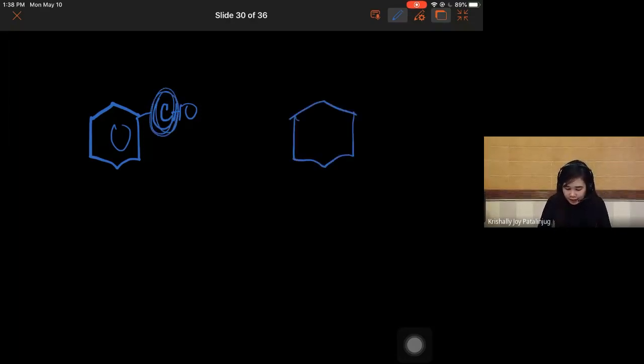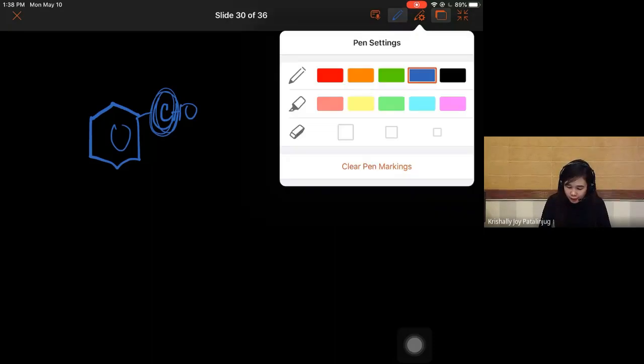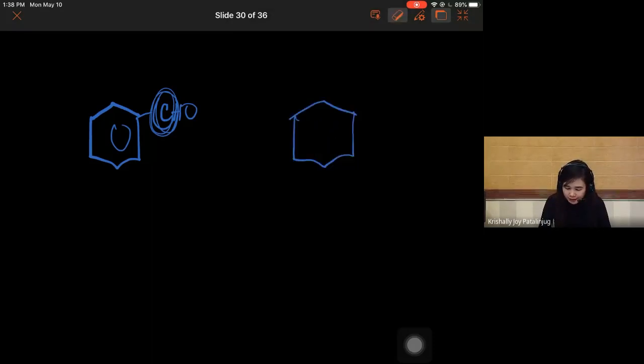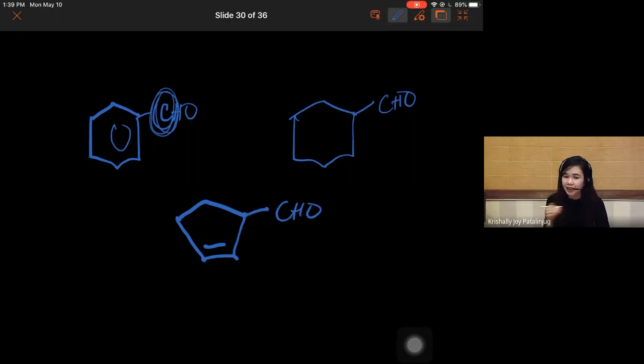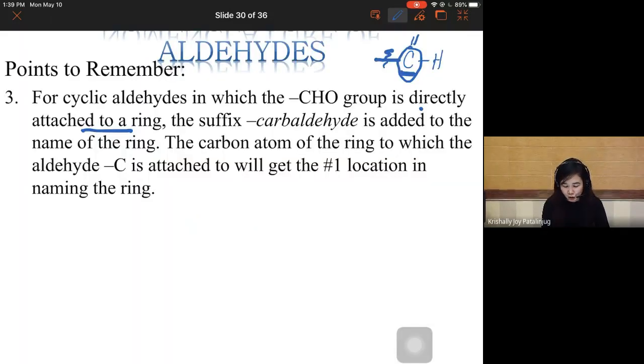Or you have a simple cyclohexane with CHO. Or a cyclopentene with an aldehyde. As long as it is directly attached to the ring, that is a cyclic aldehyde. This is what we will learn this time. Earlier, with open chains, we did not see any cyclic compound.